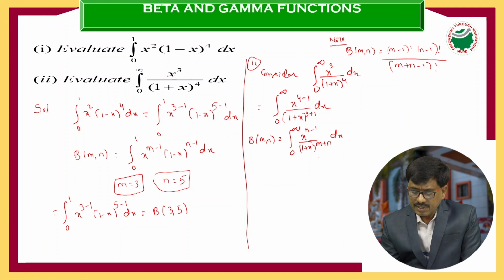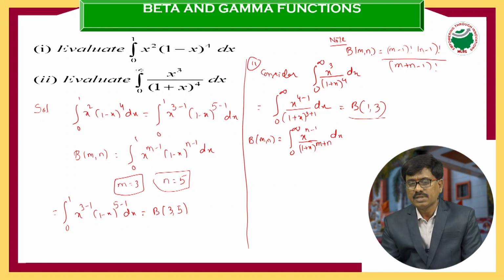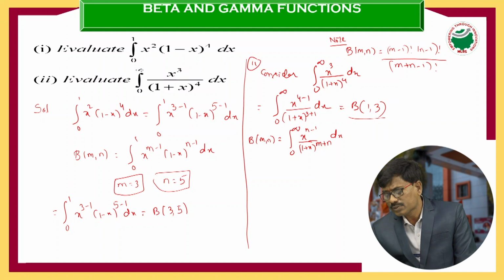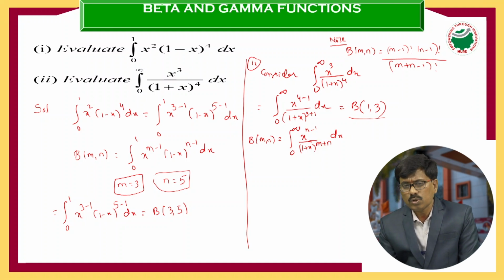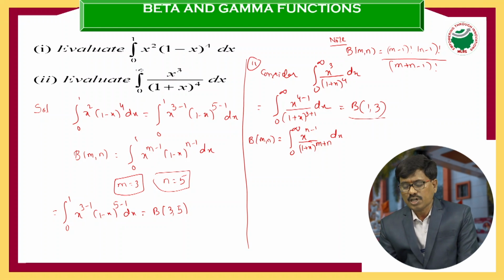What is the m value? The m value is 4 and the n value is 1. I can rewrite m plus n. This is nothing but beta of 1 comma 3. Now we can calculate beta of 1 comma 3 by using the condition beta of m comma n is equal to m minus 1 factorial into n minus 1 factorial whole divided by m plus n minus 1 factorial. Otherwise, we can use the relation property to calculate beta of 1 comma 3. Okay, this is the second example problem.